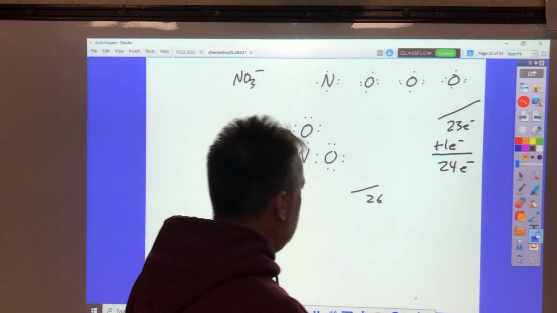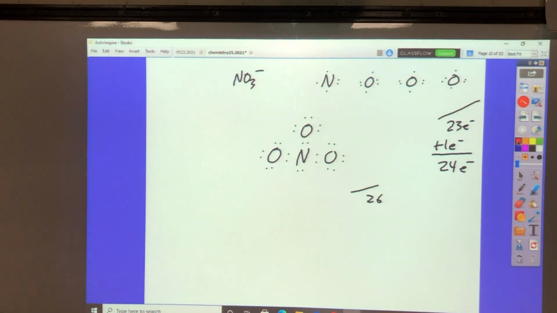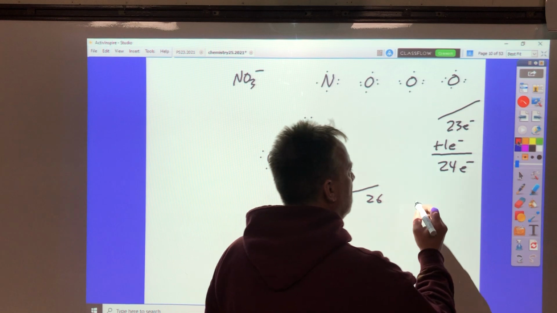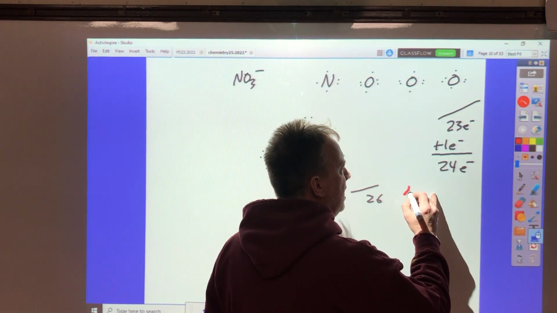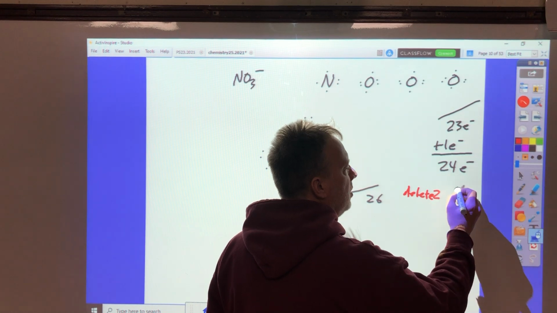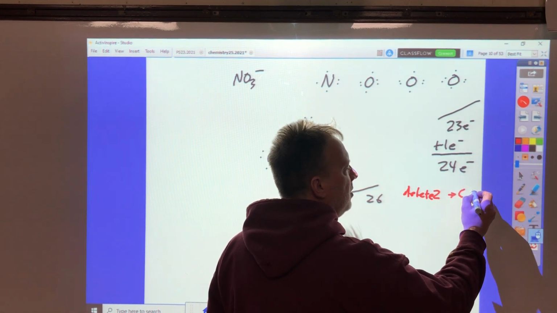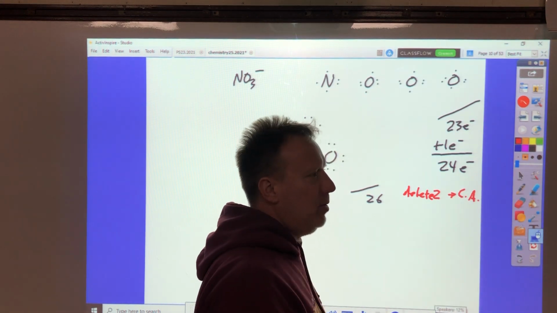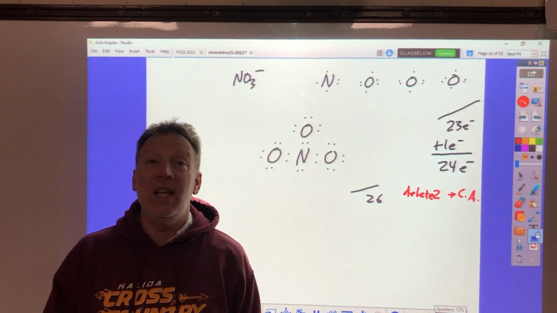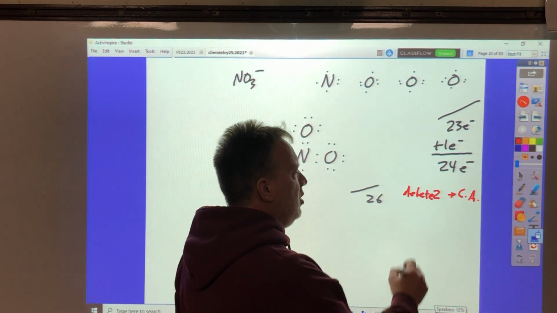And the way you do this, when you have too many, is you delete 2 from the central atom. Now, you don't have to do it from the central atom, however, it is way easier to do it from the central atom. And then you move 2.